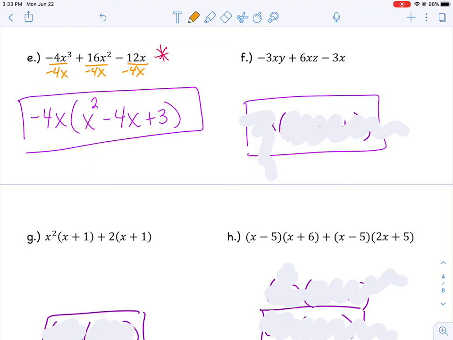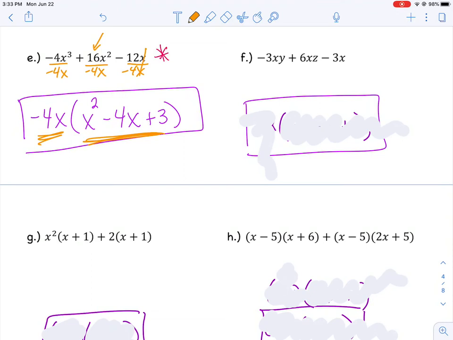All right, let's keep going. If I have positive 16 divided by negative 4, I get a negative 4 with a leftover x. A negative 12 divided by a negative 4, 2 negatives give me a positive 3, and no more x's left. So this would be my GCF, negative 4x, and then this would be my leftover factor.